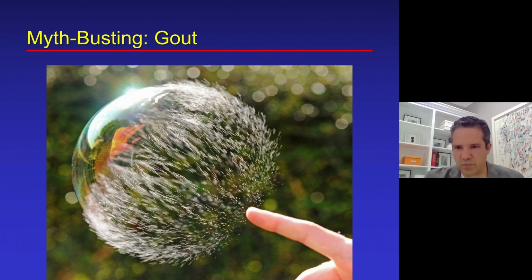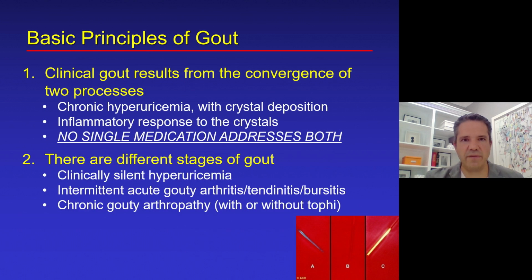I do want to spend the rest of the time on gout, because I think this is one area where internal medicine and medical specialties would benefit from a topic that is not otherwise covered in this course. It's important to recall that there are two basic principles in the treatment of gout. First, clinical gout results from the convergence of these two processes: chronic hyperuricemia on one hand with crystal deposition, and then the secondary inflammatory response to the crystals.